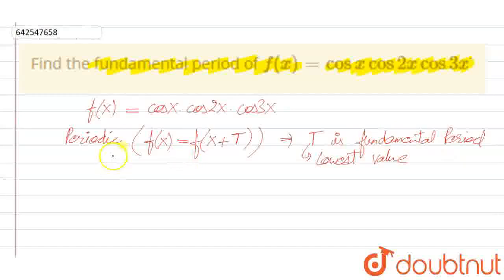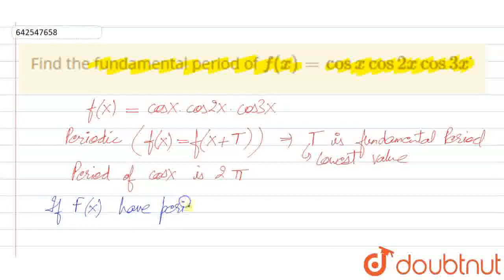Now here, we know that the period of cos x is 2 pi. Now if f of x is a function and has period T, then f of kx, multiplying the variable x by k, the period becomes T divided by mod of k.